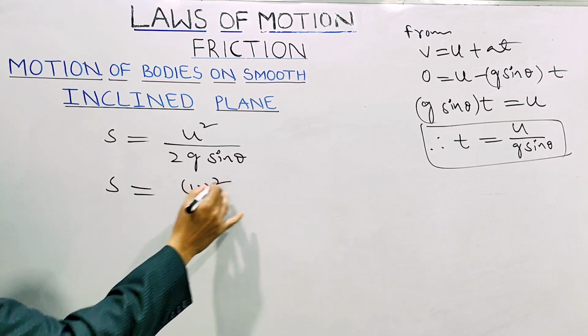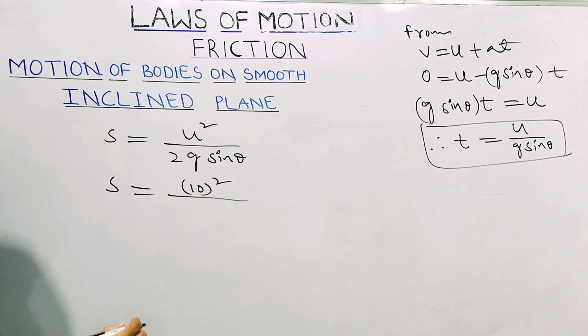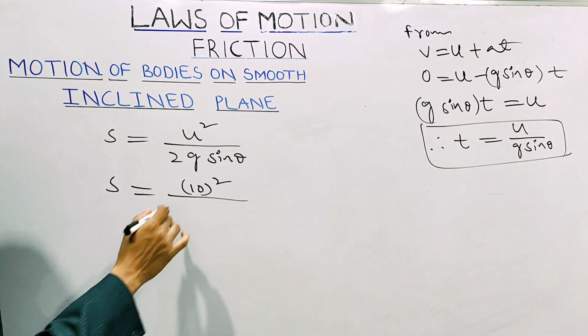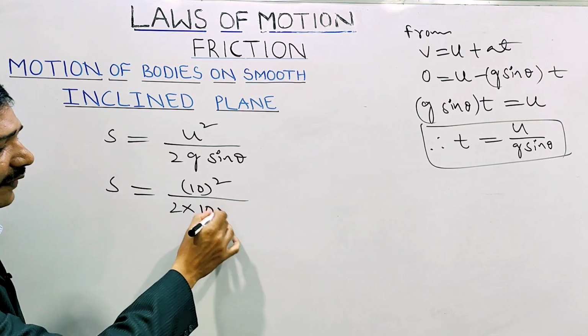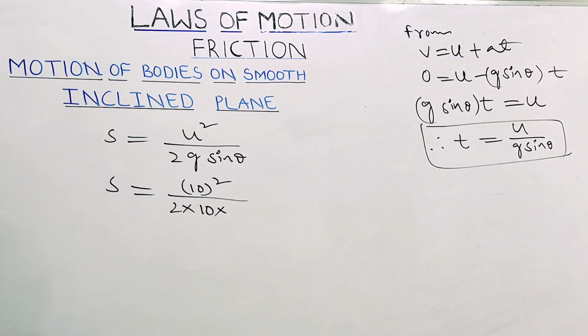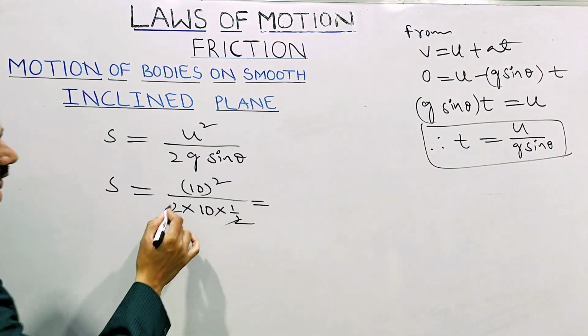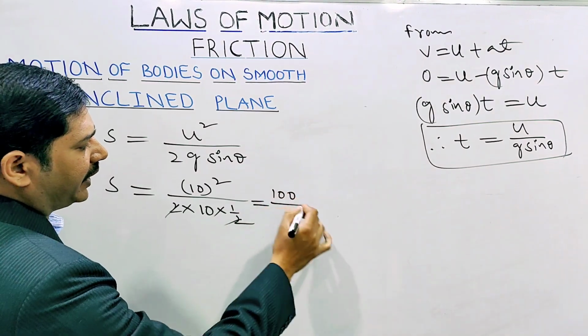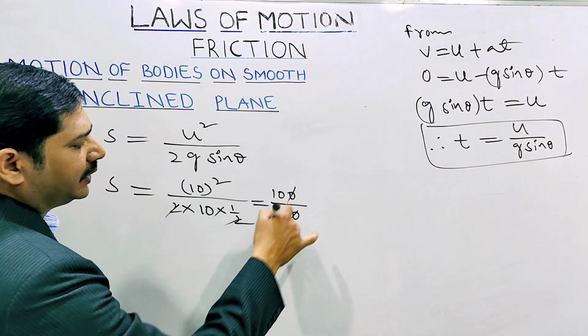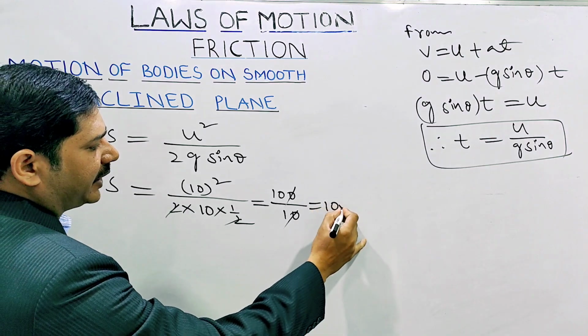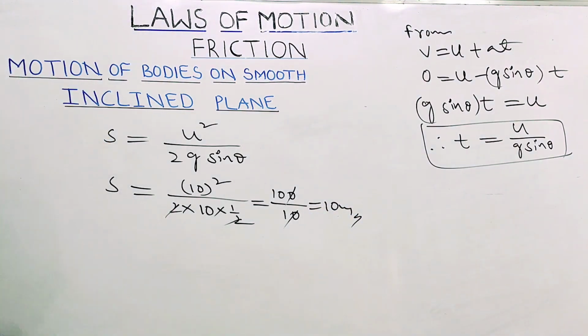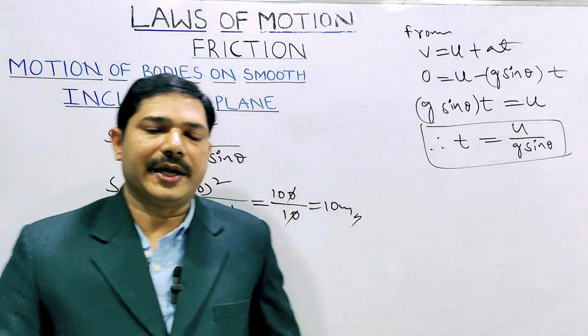The initial velocity given is 10 meter per second, so 10 square into 2, and g value is 10, and the angle of inclination is 30 degrees. Sin 30 value is 1 by 2, so the 2 cancels. 10 square is 100 by 10, so it cancels. What is the distance? 10 meters. So these are the smooth inclined plane cases.